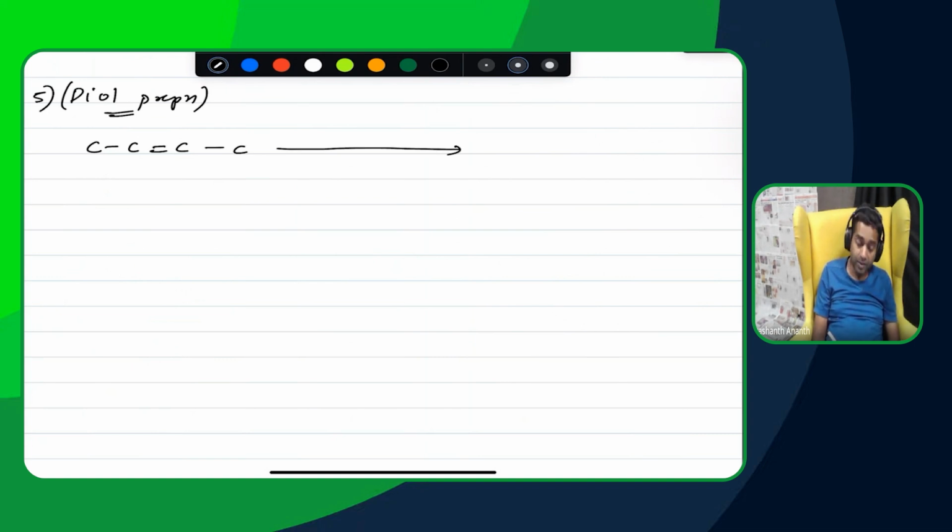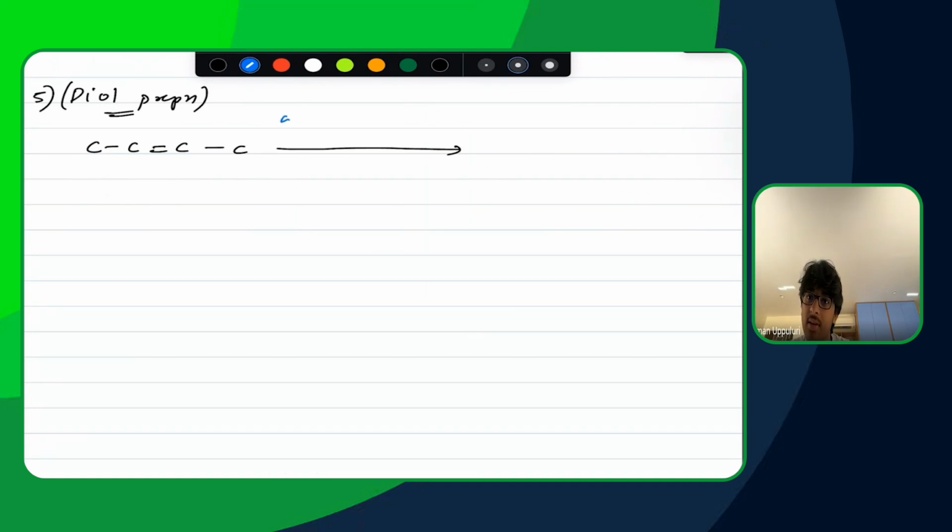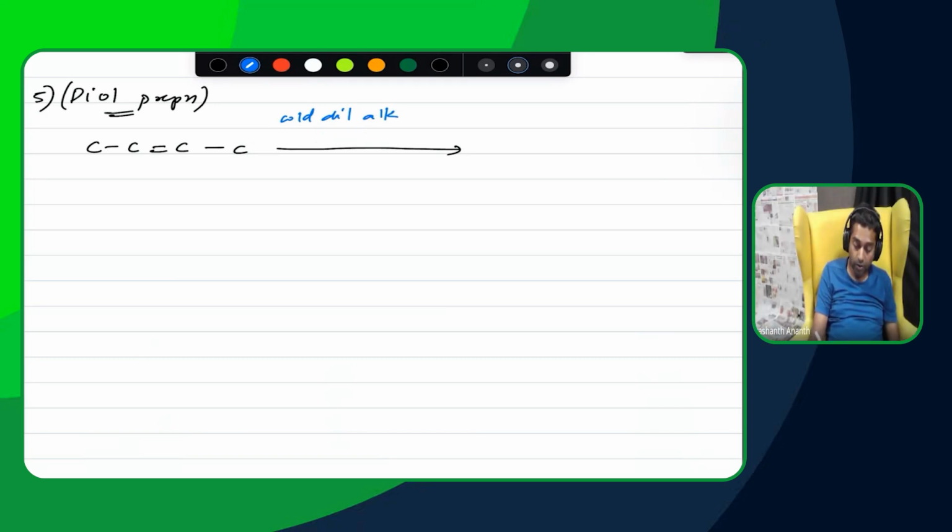What is Bayer's reagent? Can you give me the name? Cold dilute alkaline KMnO4. So you're going to have cold dilute alkaline KMnO4. This is Bayer's reagent. When you do this, you have syn attack on vicinal carbons.